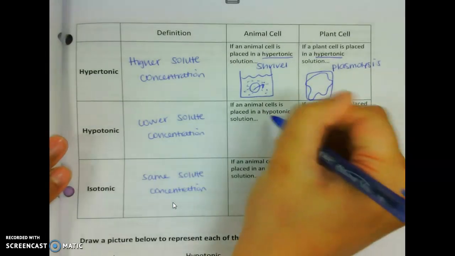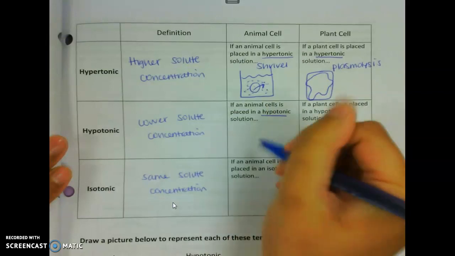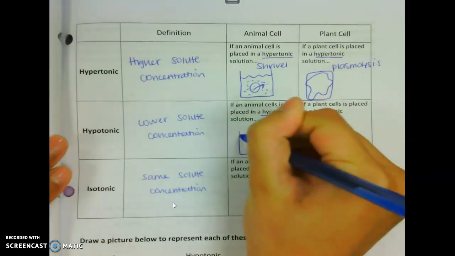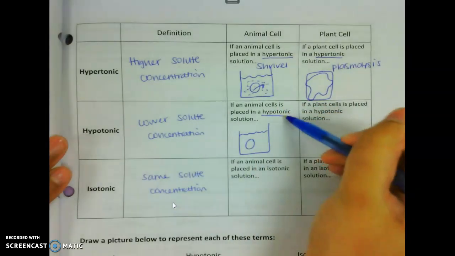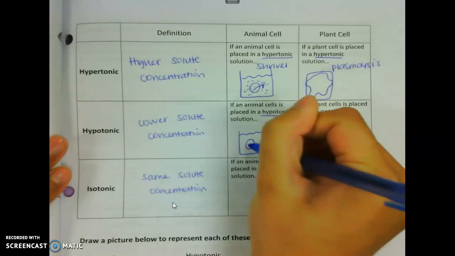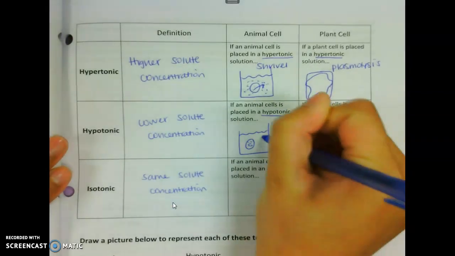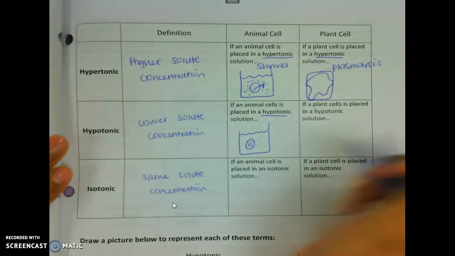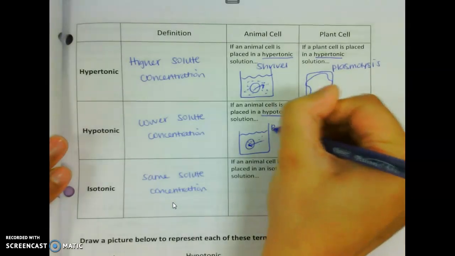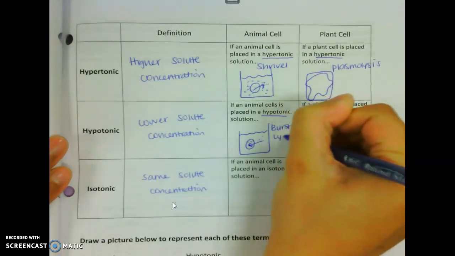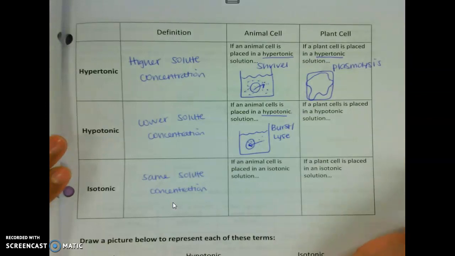On the other hand, if we put an animal cell in a hypotonic solution, let's go ahead and see what that would look like. So we've got a beaker of water, we've got our cell. The solution is hypotonic, which means that there's a lot more solute on the inside than on the outside. That means water is going to rush into the cell to try to dilute the cell and get an equal concentration on the inside and outside. This is going to cause our cell to burst or lyse. Lyse means to break, like a lysosome breaks things down.